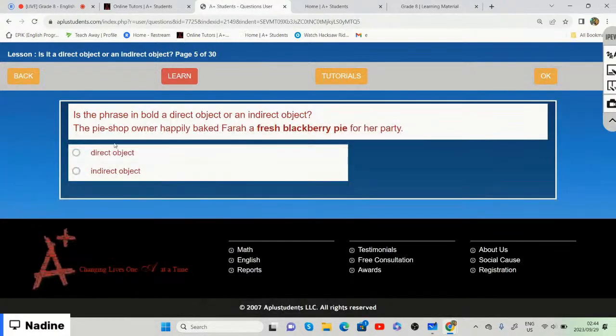The pie shop owner happily baked Farah a fresh blackberry pie for her party. So it's like us asking, what did the pie shop owner happily bake Farah? The pie shop owner happily baked Farah a fresh blackberry pie. So that is a direct object.